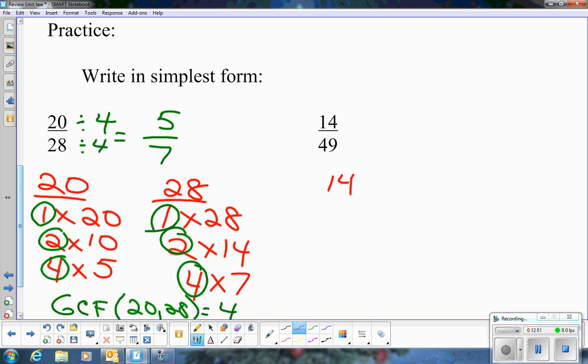This other one, 14, 1 times 14, 2 times 7. Again, I made this easy on purpose.